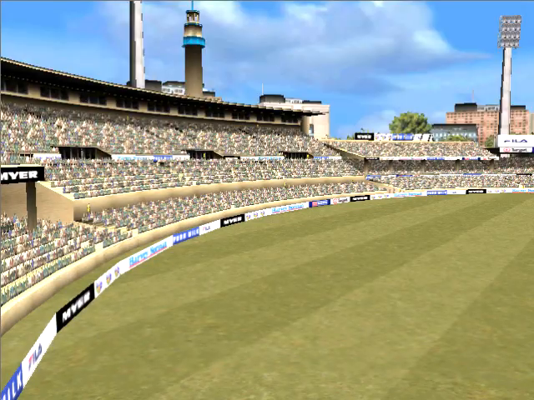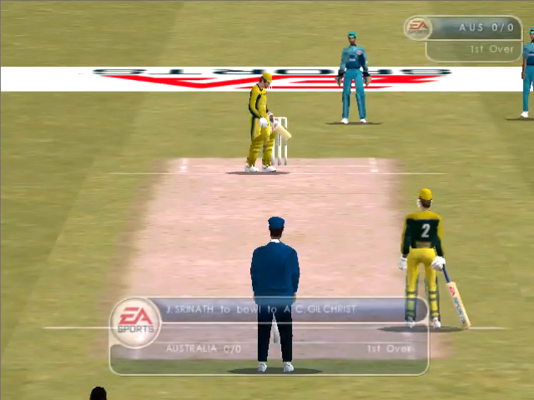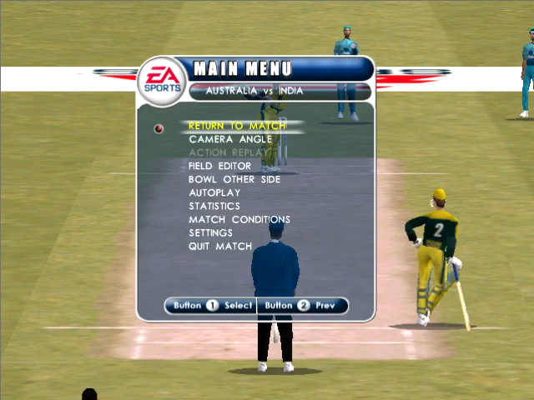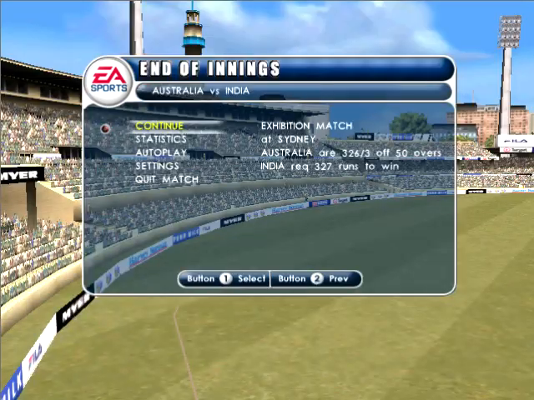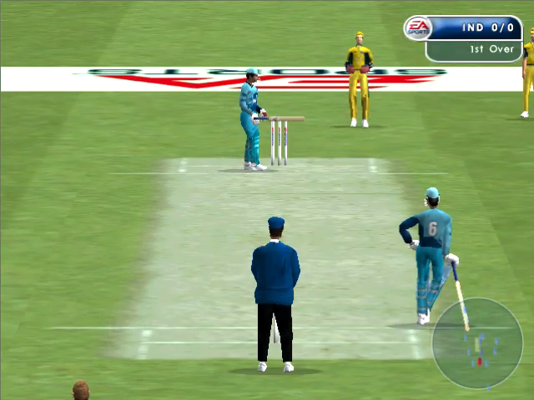Welcome to Australia for the one-day international between Australia and India. Is the opening bowler for India. So they need 327 to win from 300 balls.